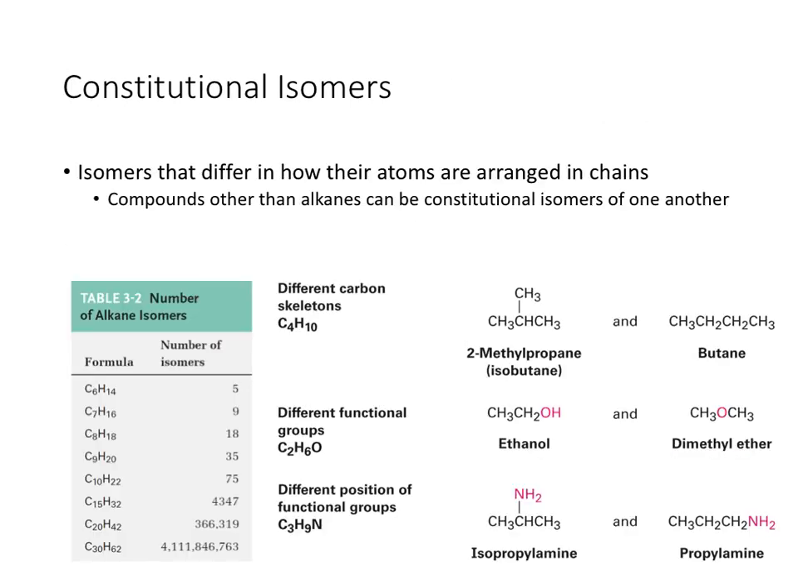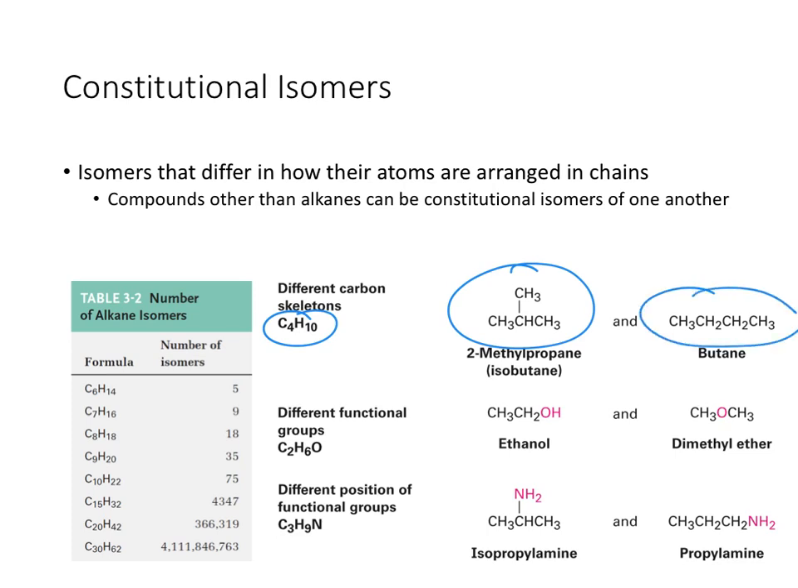Here are just some more examples of constitutional isomers. So you could have different carbon skeletons with the formula C4H10. It could look like this, which is called 2-methylpropane, or like this, which you know as butane.